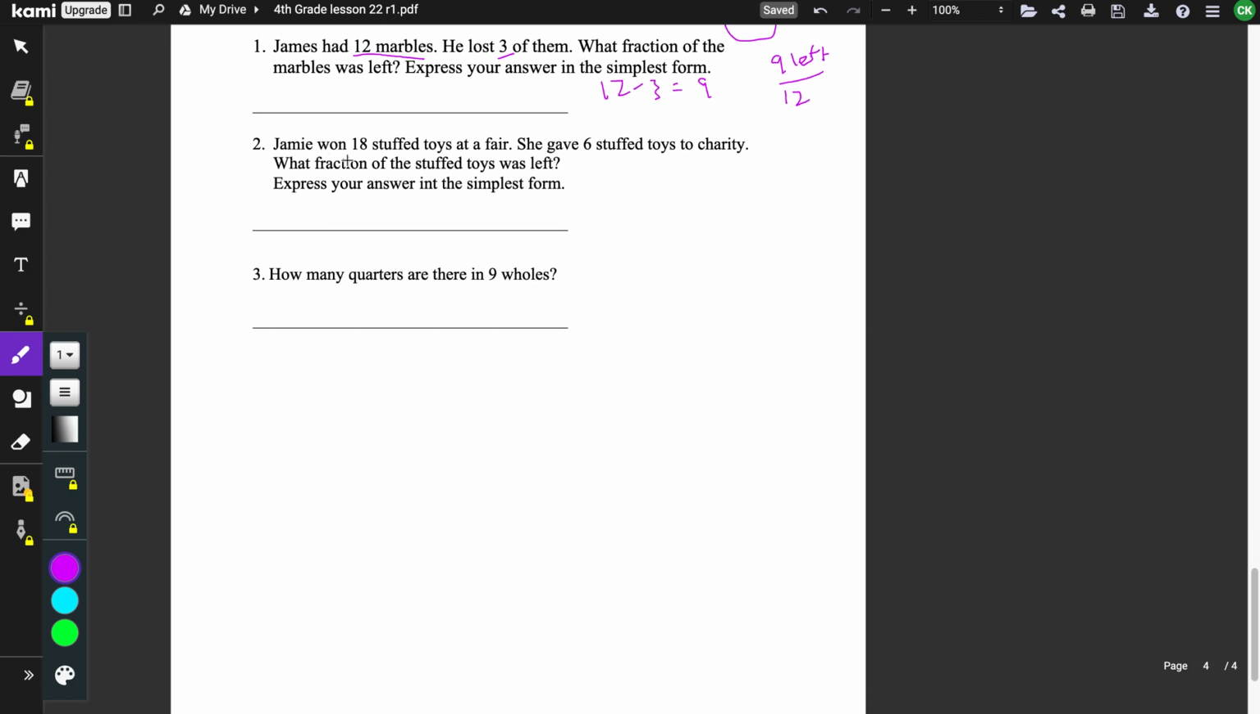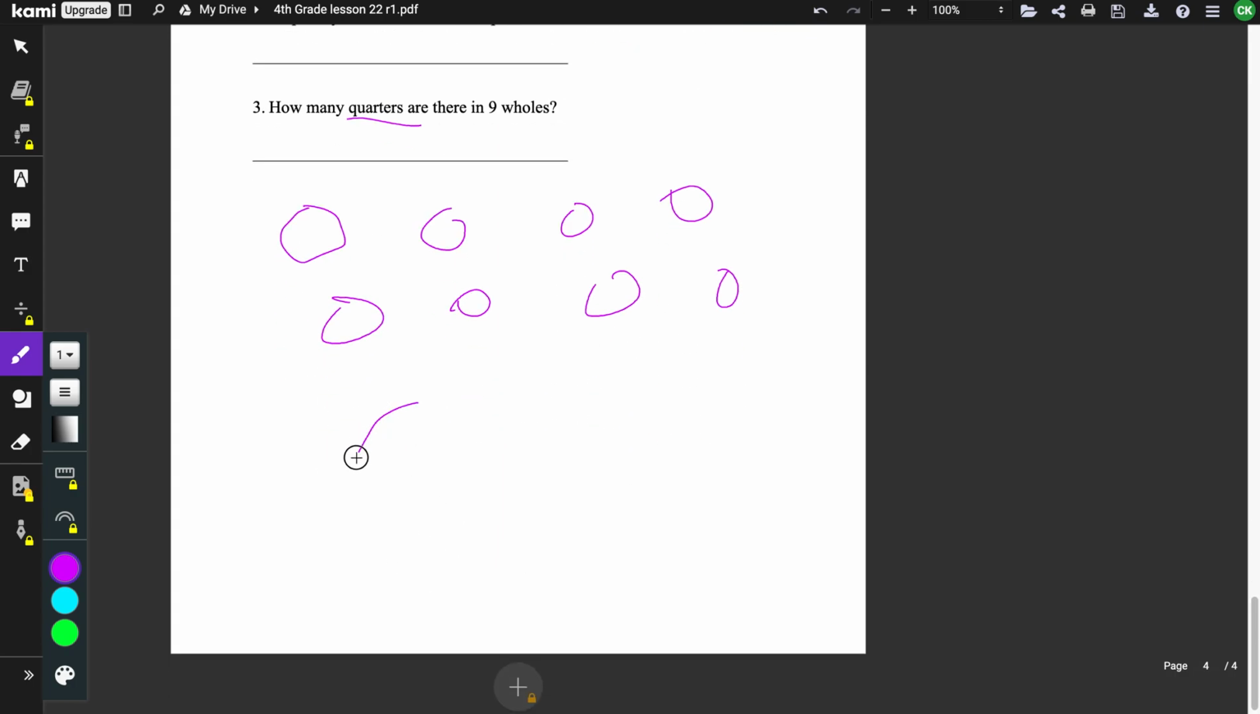And then let's try doing number 3 as the last one, because it's a little bit harder. How many quarters are there in 9 wholes? So if this is a little bit hard, you could draw 9 circles if you want, but I think it's a little bit easier just actually mathematically solving it. So in a whole, there's 4 different slices. So a whole essentially has 4 quarters. And if we're looking at 9 wholes, we're essentially looking at 9 of these.